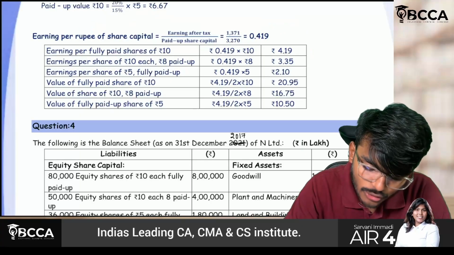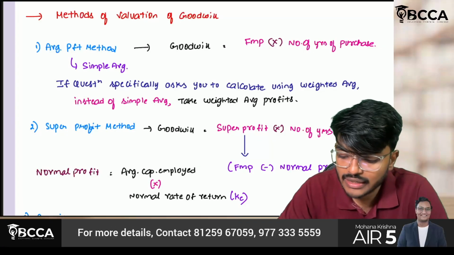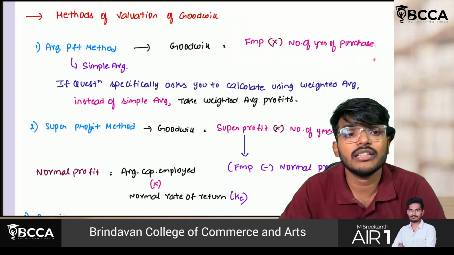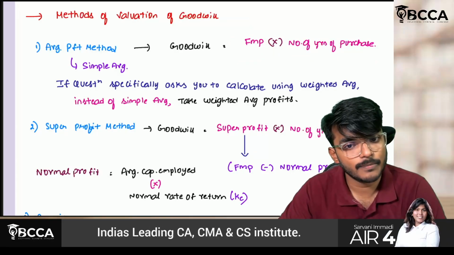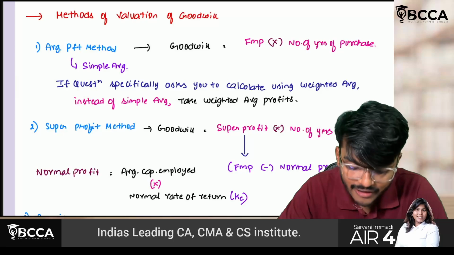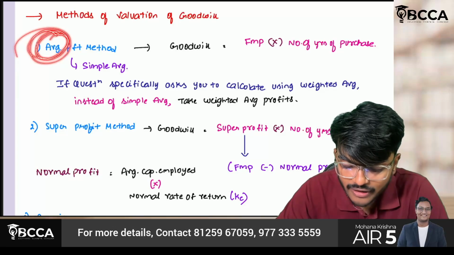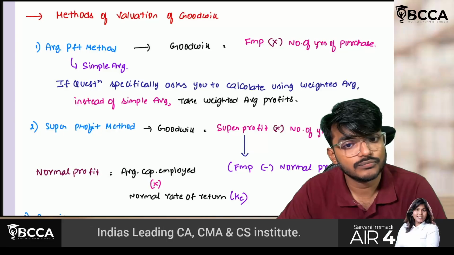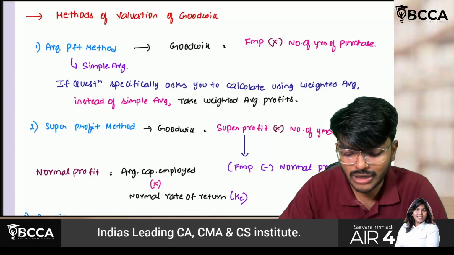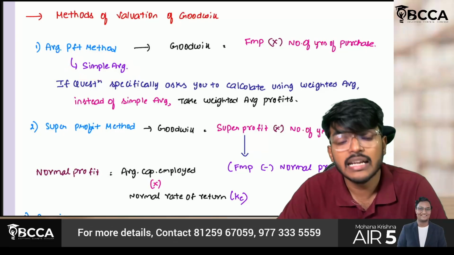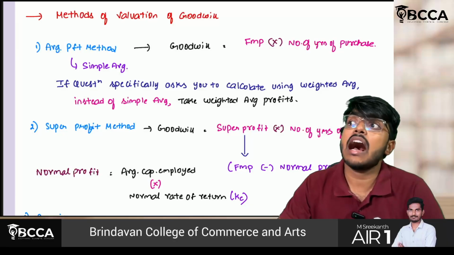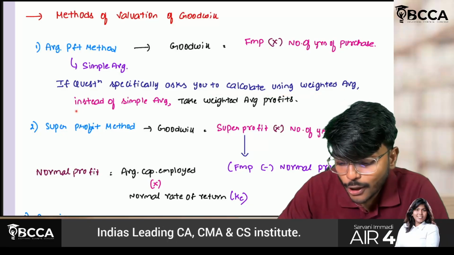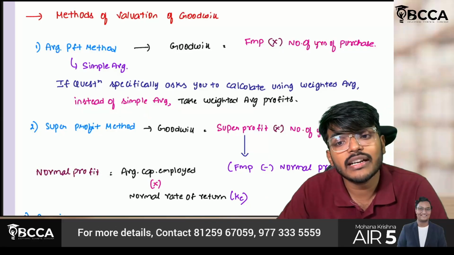You just have to calculate the future maintainable profit, and the future maintainable profit should be multiplied with the number of years of purchase. While doing the average, always you have to do simple average only. But if the question is asking you to calculate weighted average instead of simple average, then take weighted average profits.